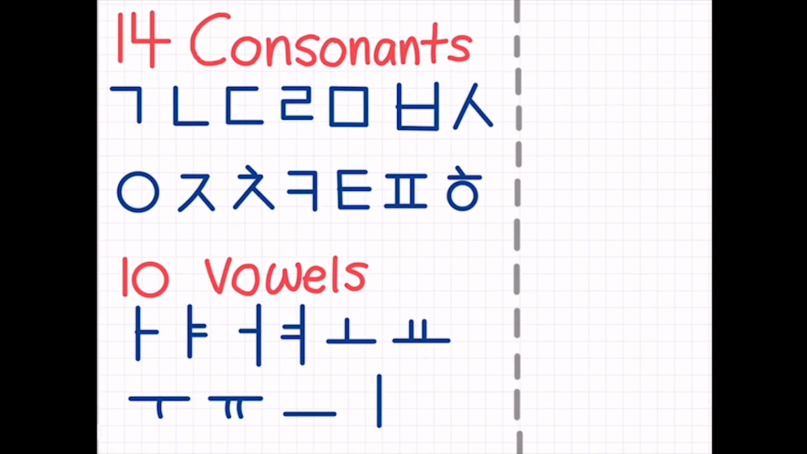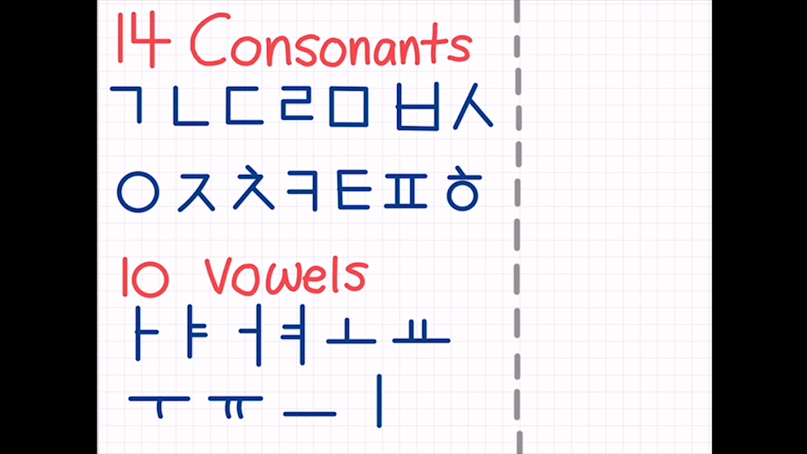Alright, so this is Hangul, guys. It consists of 14 consonants and 10 vowels. Now, the consonant and the vowel itself, when they're just alone, they're just consonants and vowels. What you gotta do is combine the consonant and the vowel in order to form a letter.